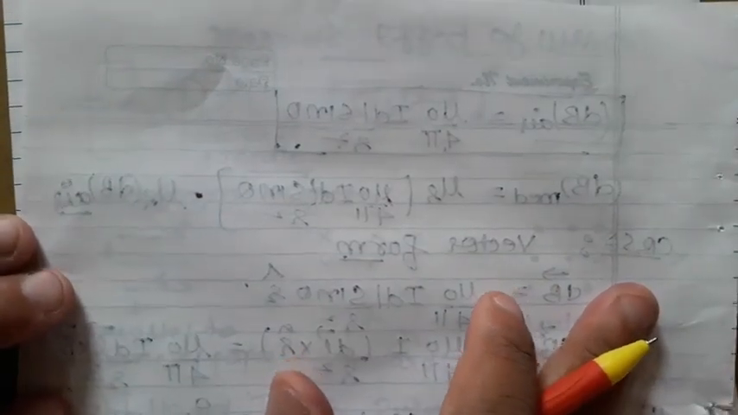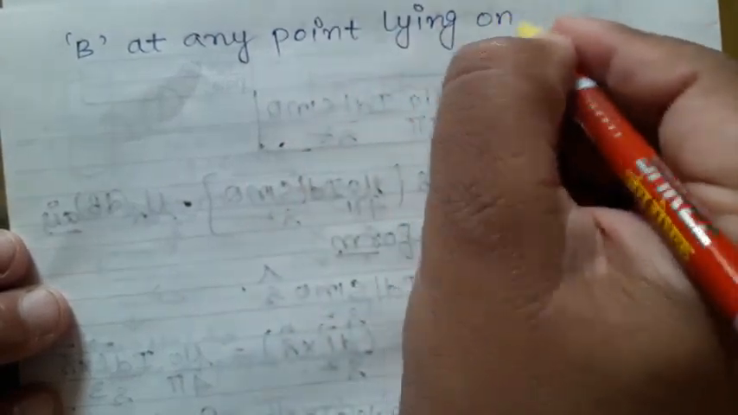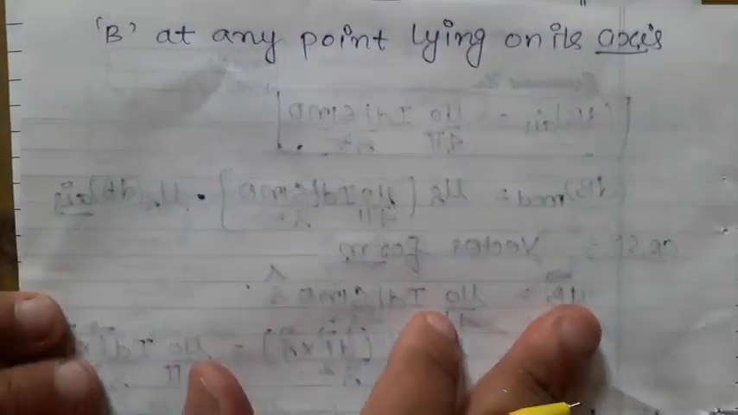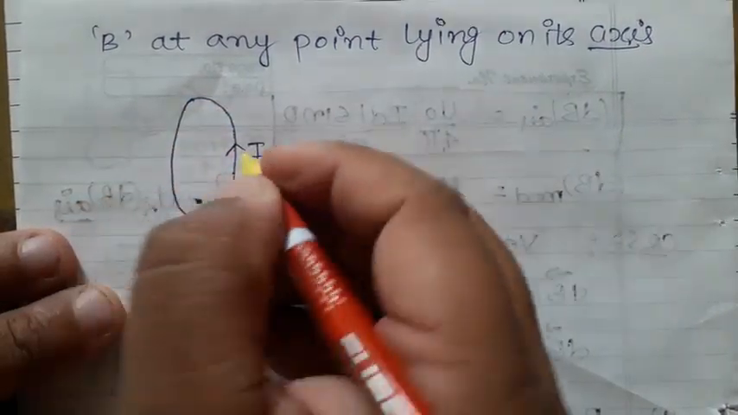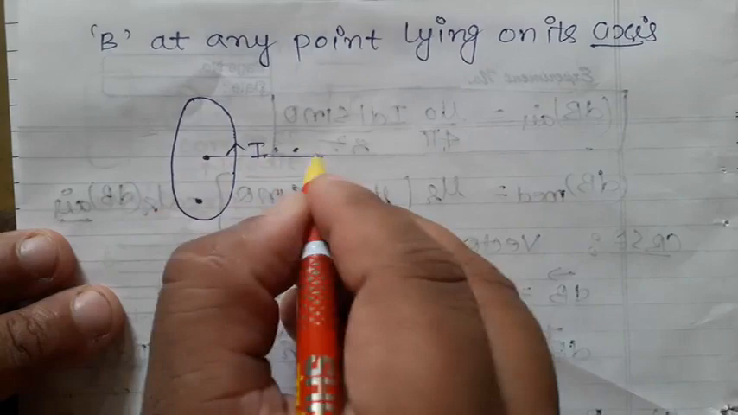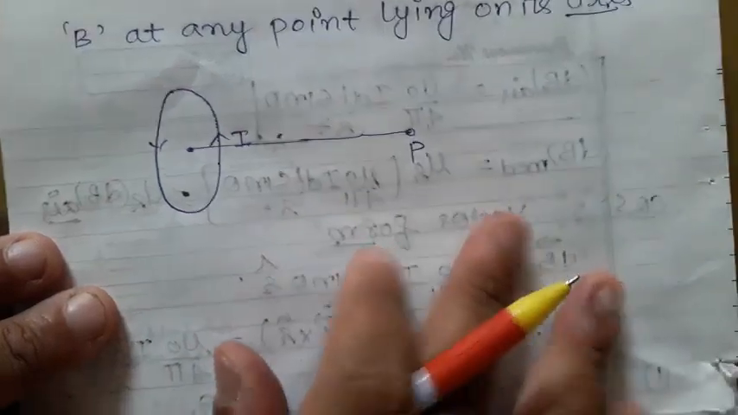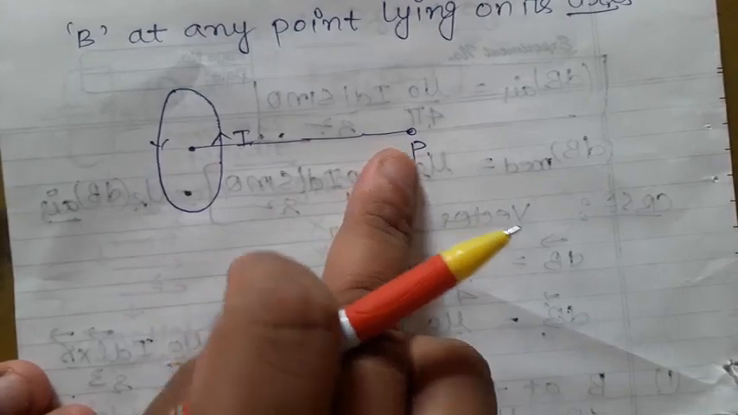Now next most important question is magnetic field at any point lying on its axis. Lying on its axis. This was the question. Now same circle coil carrying the current I. So I want to find the magnetic field at this point P due to this current carrying circle coil. अभी जो पिछला आर्टिकल किया यहाँ पे हमने फाइंड कर रखा है mu naught I upon 2R, but I want to find at this point. No problem.